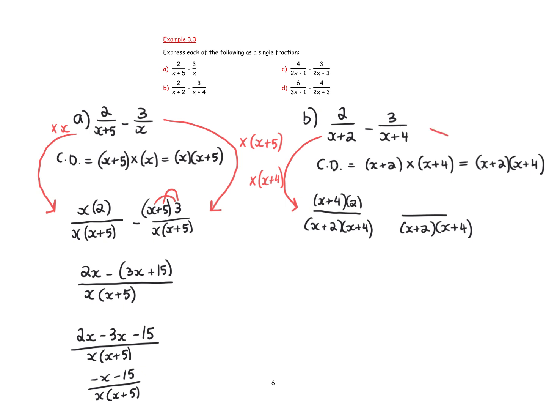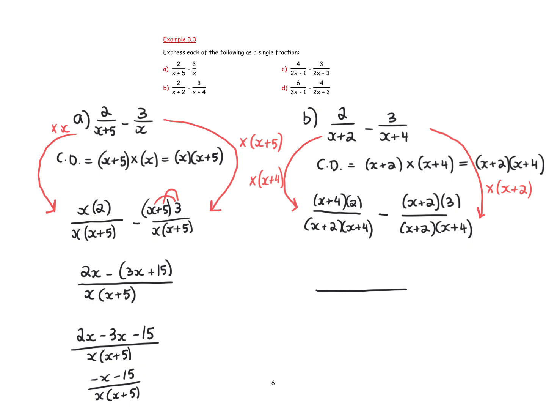Similarly, when we look at the fraction on the right-hand side, the denominator was x plus 4 and is now x plus 2 times x plus 4. We must multiply the numerator by x plus 2. When we do that, we'll get x plus 2 times 3. Again, there's a minus sign here, which we'll have to take into account when we're doing the next step.